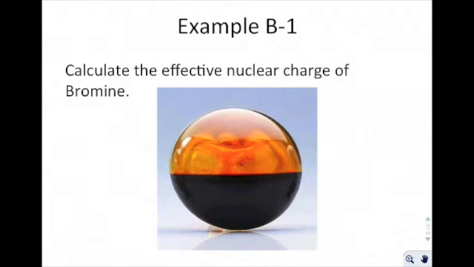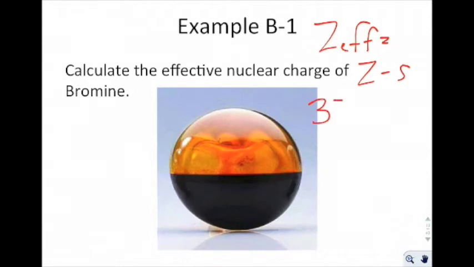Hold on just one second. Z effective is equal to Z minus S. And so we have bromine. Bromine, if you look at the periodic table, has an atomic number of 35, which means it has 35 protons. Now we have to subtract the number of shielding electrons.